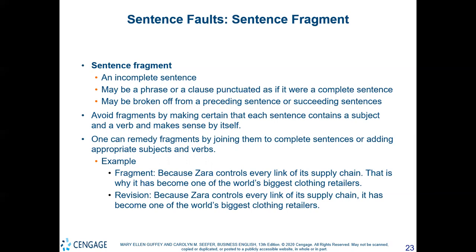Example, fragment. Because Zara controls every link of its supply chain, that is why it has become one of the world's biggest clothing retailers. Revision. Because Zara controls every link of its supply chain, comma, it has become one of the world's largest clothing stores. So usually we don't like to start with these types of sentences like because, right? And then we're missing the comma here.